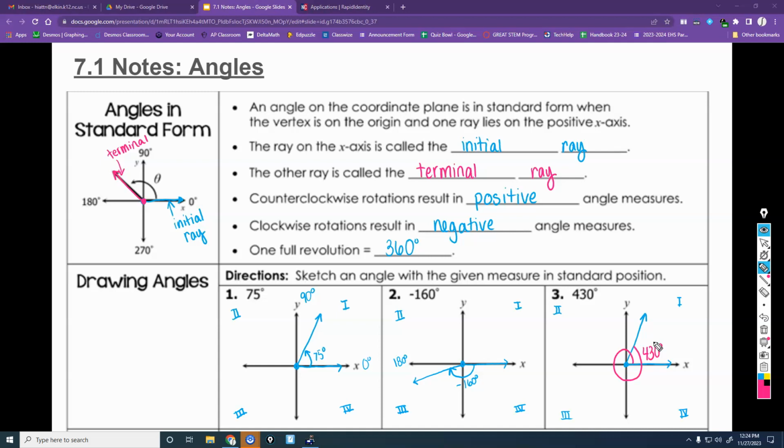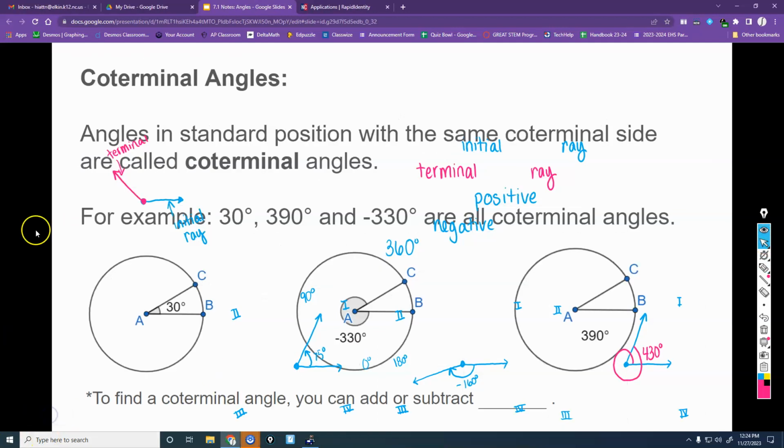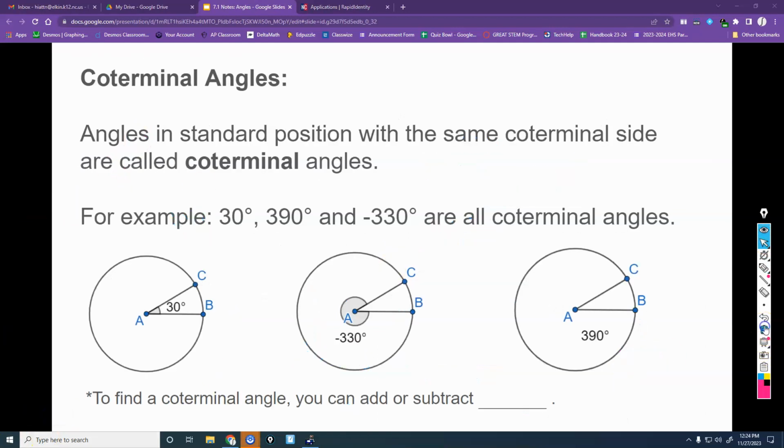So when we get crazy angles like that, crazy angles that are bigger than 360, what we can really think about as far as what it looks like whenever we graph it is what we have for coterminal angles. So let's talk a little bit about coterminal angles. Coterminal angles are angles in standard position with the same terminal side. Okay, so here is an example. 30, 390, and negative 330 are all coterminal angles.